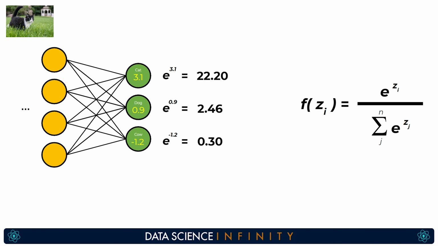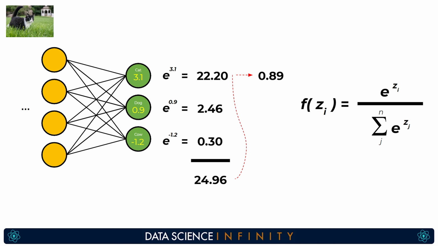And now that we've got these new values, that bottom line of the equation is simply telling us to add them up. And doing so gives us 24.96. Now that we've completed the top and bottom lines of the equation, let's do what the whole thing is telling us to do, which is to divide each of our new values by the total that we just calculated. If we do that for our first value for cat, we would get 22.2 divided by 24.96, which gives us 0.89, or what we could say was a probability that the image was of a cat of 89%.